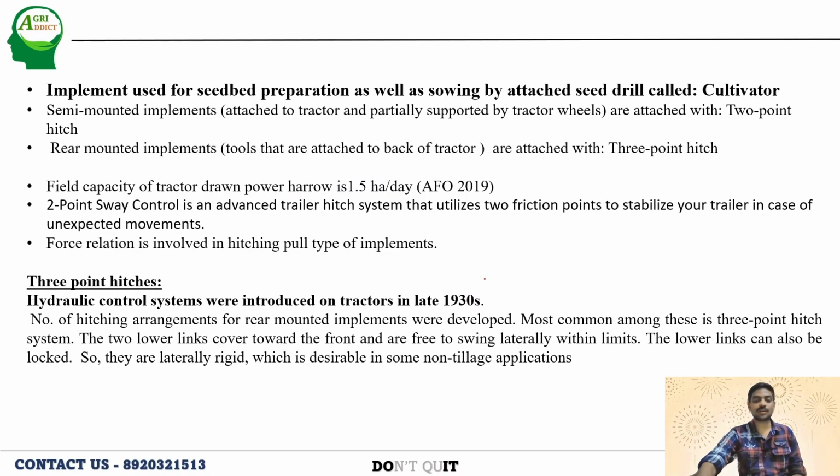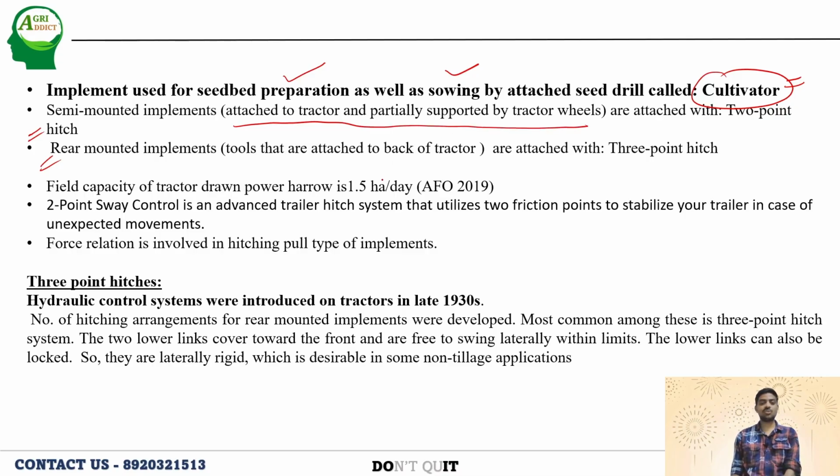Yeah. And next, the implement used for seedbed preparation as well as sowing by an attached seed drill is called a cultivator. This means it is multifunctional. This cultivator is used for both purposes, that is seedbed preparation as well as sowing. And we come across two types of implements, especially in the case of seeding implements: semi-mounted implements and rear mounted implements. We should be clear also, because in options you may not get the answer simply, but you should know the meaning.